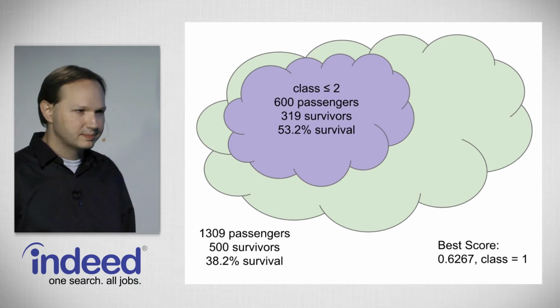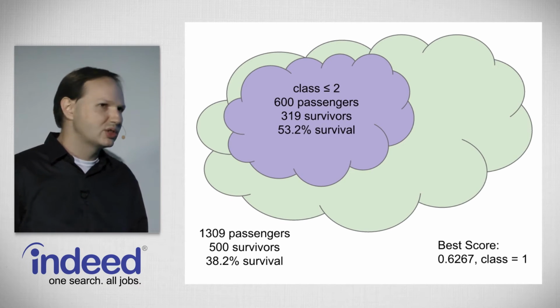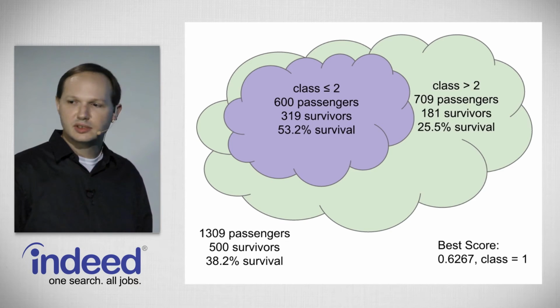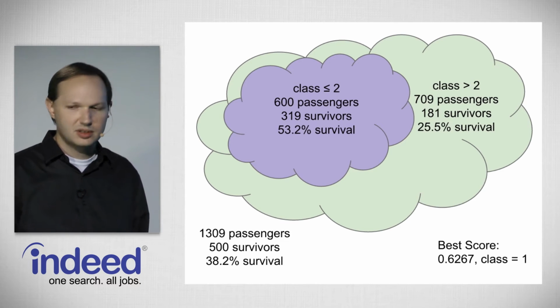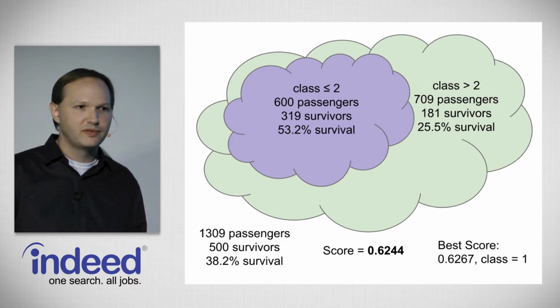600 passengers, 319 survivors, 53% survival rate. So it's a slightly lower survival rate than just first class. Everyone who's not in first and second class, in this case, those are all the third class passengers, run it through the formula, and we get a score of 0.6244.